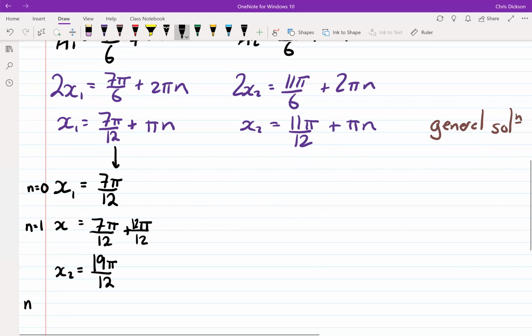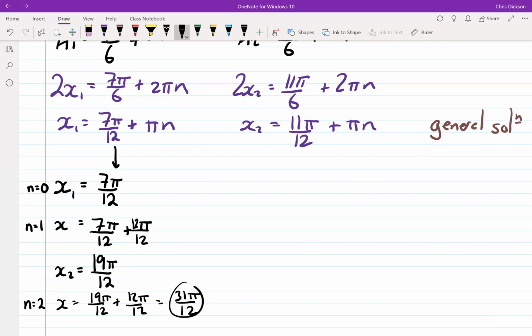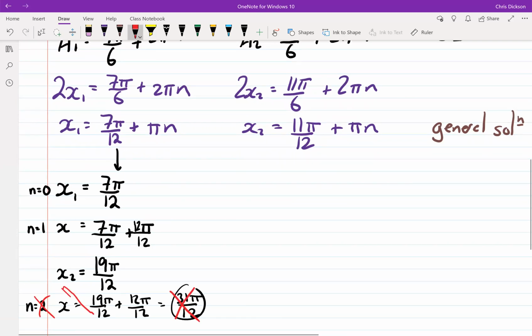Now I could say, well, let's make n equal to 2, which means I'd be adding another 12 pi to this statement here. And of course, if I do that, I'm going to get 19 plus 12, which is, I'll just sort of show that. So that would be 19 pi over 12 plus another 12 pi over 12, so another period away. And of course, that's going to give me 31 pi over 12. But notice that's more than 2 pi, because I know 24 over 12 would be 2 pi. So that would be too many rotations. So I wouldn't want to do that.